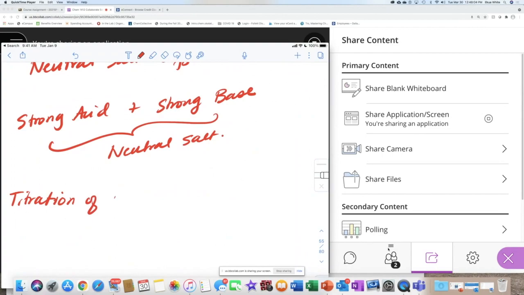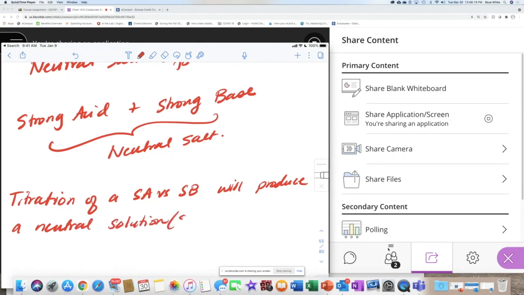titration of a strong acid versus strong base will produce a neutral solution, aka salt, with pH equal to 7. Okay, we can expect that because we know neutral salt babies are made from strong acid and strong base. Now, they're not really babies, but you know what I mean, right? Strong acid, strong base make up neutral salt.